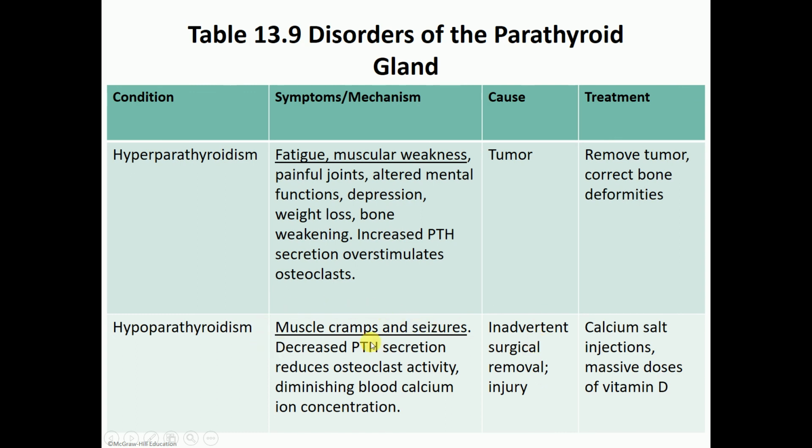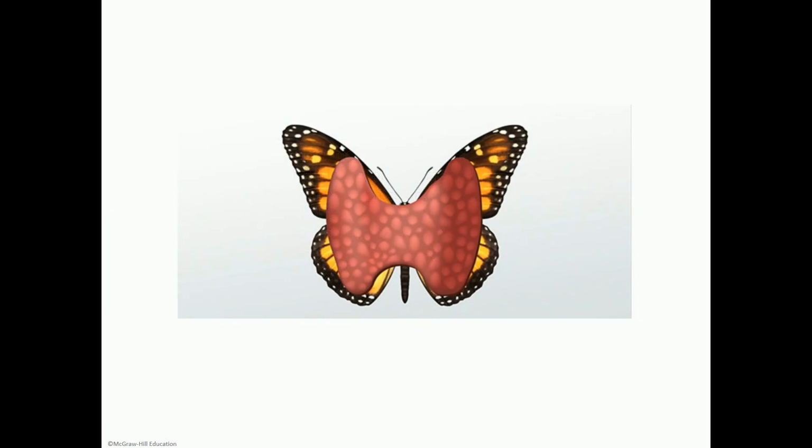The symptoms, the patients would have muscle cramps and seizures. Okay, and the decrease in the PTH secretion reduces the osteoclast activity, and that's why these patients have hypocalcemia. And it's the hypocalcemia that manifests itself in muscle cramps and seizures. In order to treat them, you want to give them calcium salt injections and massive doses of vitamin D. Remember, they are lacking in PTH, so we can no longer activate vitamin D, so you would have to give it to them. And that ends this portion of the lecture.